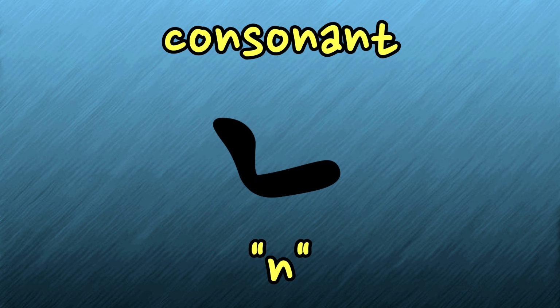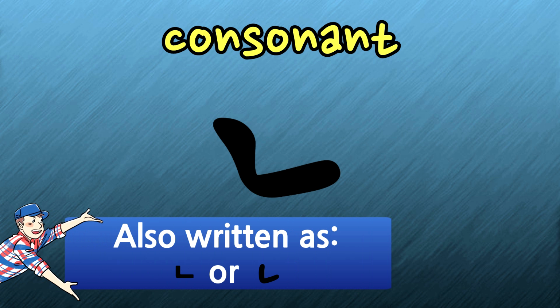Here's our next letter, which is another consonant. To draw it, start at the top and draw it all in one stroke, going down and to the right. Practice writing it on your own.